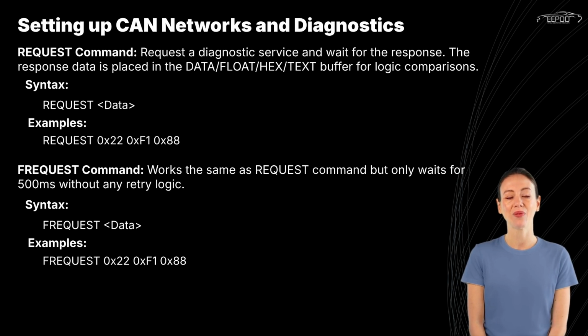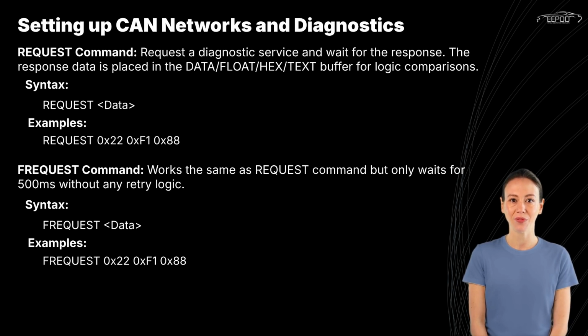That's it. For example, request service 22, F188. This will send a request to read DID F188, wait for the response, and store the result in the same buffers: data, text, hex, etc.